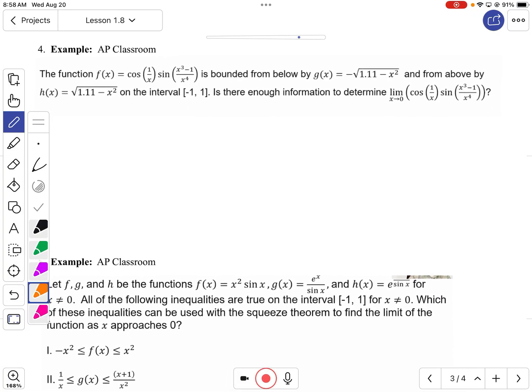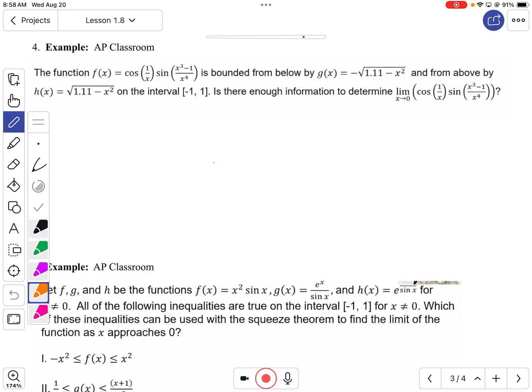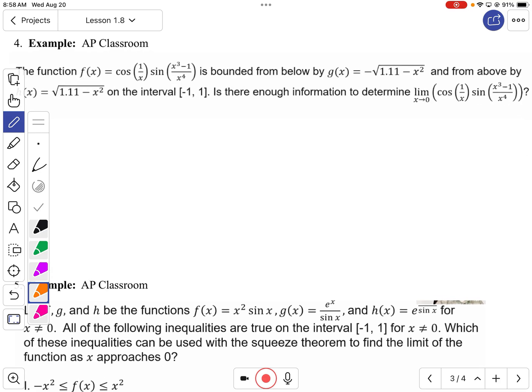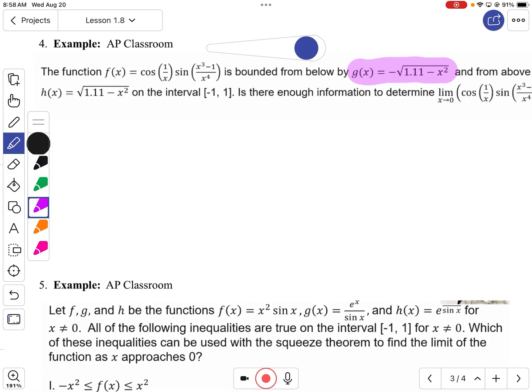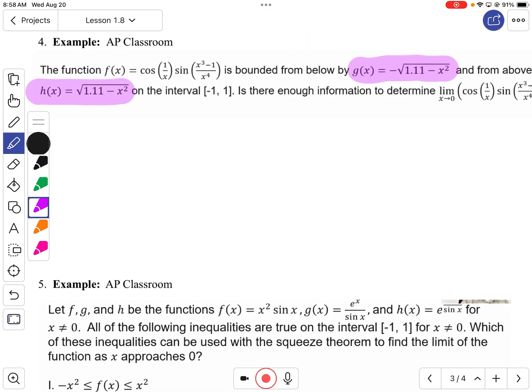So the function f of x is equal to the cosine of 1 over x times the sine of x cubed minus 1 over x to the fourth. Now, I know nothing about that function. Absolutely zero when I think about it. But it goes on to tell me that it's bounded below by g of x equal to negative square root of 1.11 minus x squared, and above by h of x equals this, on the interval from -1 to 1. We want to know, is there enough information to determine the limit as x approaches 0 of that nasty function we know nothing about?